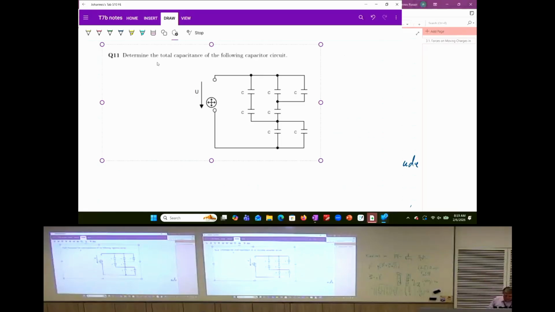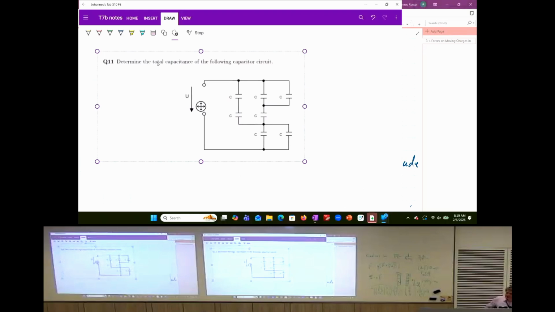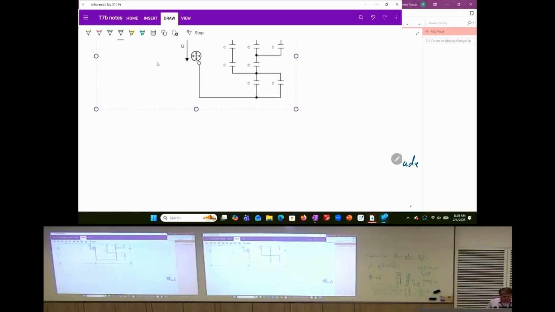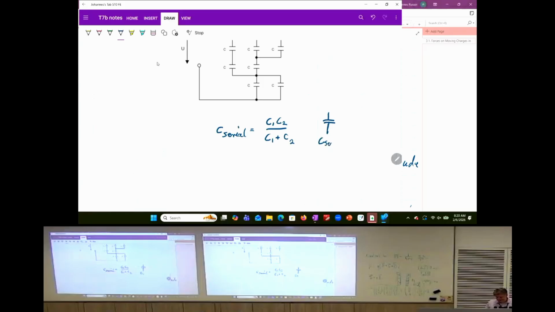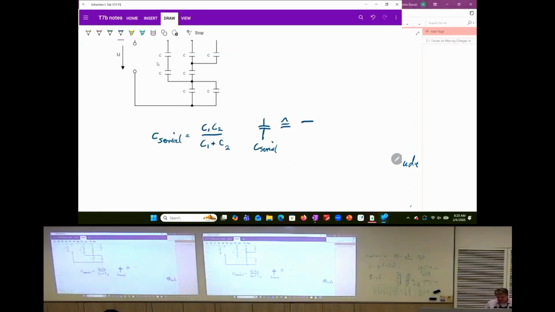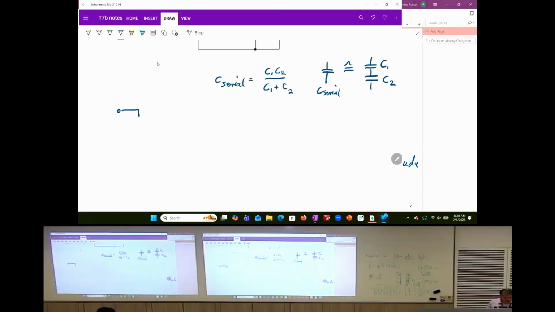Well, let's look at that example. This is question number 11 in your short question collection in the tutorial. We know that if you have a series connection of capacitors C1 and C2, then the total capacitance will be C1 times C2 over C1 plus C2. That is our C serial, equivalent to the series connection of C1 and C2. This is the formula.